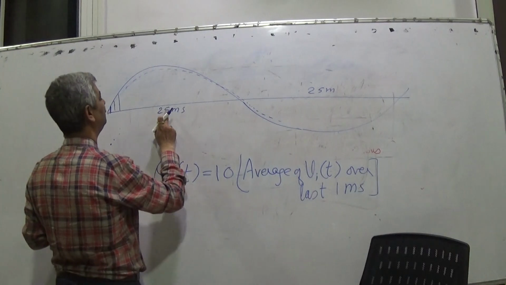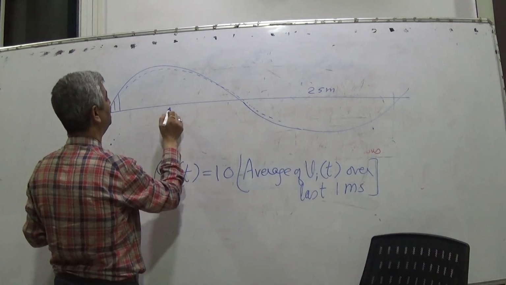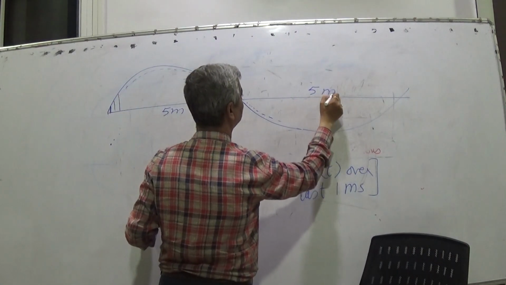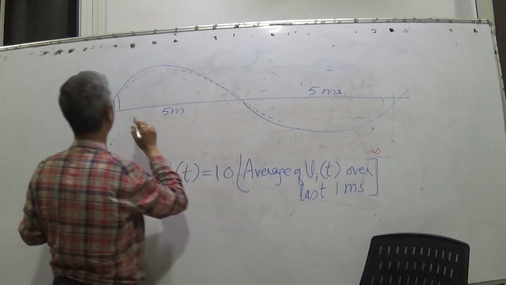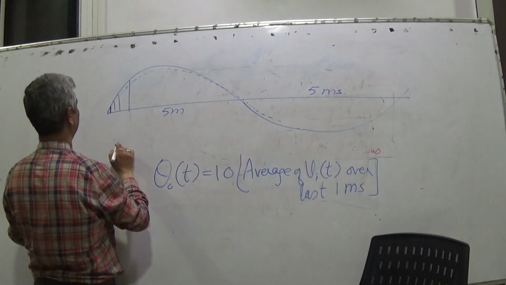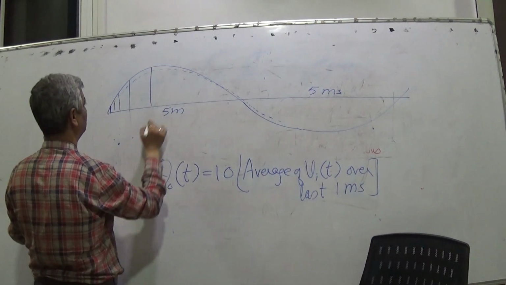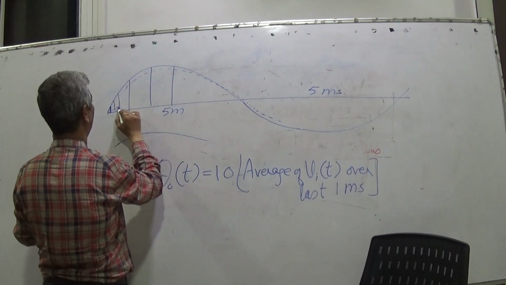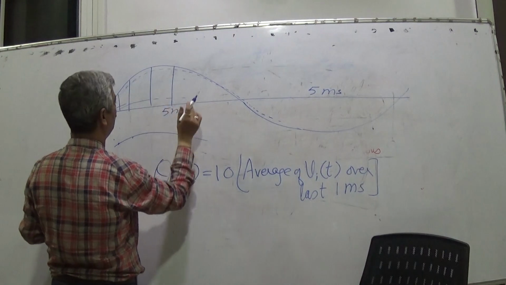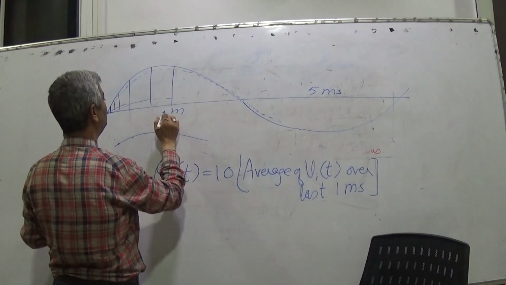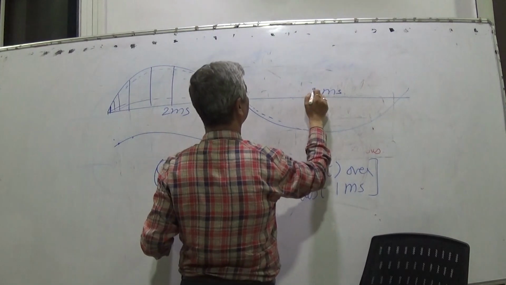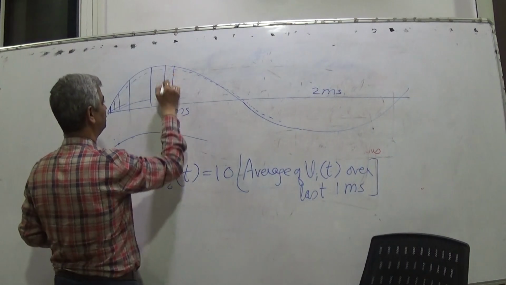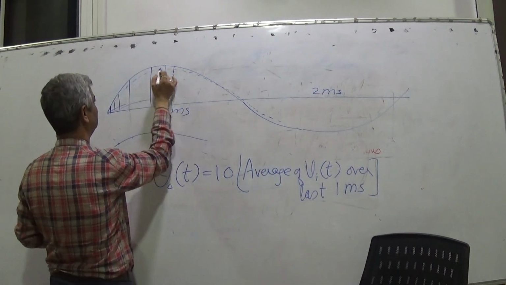But if this is 5 milliseconds, this is 5 milliseconds, so 100 Hertz, in that case 1 millisecond. So this one, this one, this one. So it would be very small. The average signal would be very small. And if this is 2 milliseconds, so 250 Hertz, then this one and this one. So this average is the same.